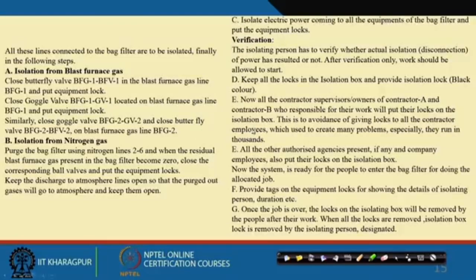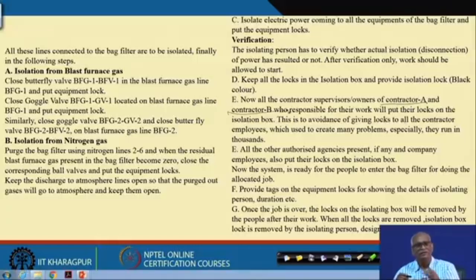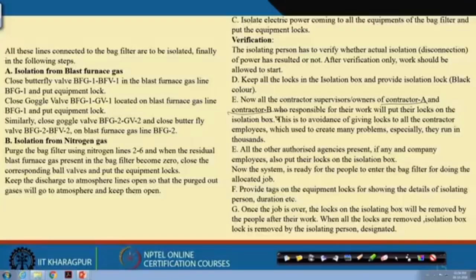If contractors are working, say contractor A, contractor B, there are ten people, contractor people are not so educated. They don't know this locking and all these things. So the contractor supervisor will put the lock. But before the contractor supervisors and employees put their locks, the first lock has to be put by the isolator, the man who has isolating knowledge.